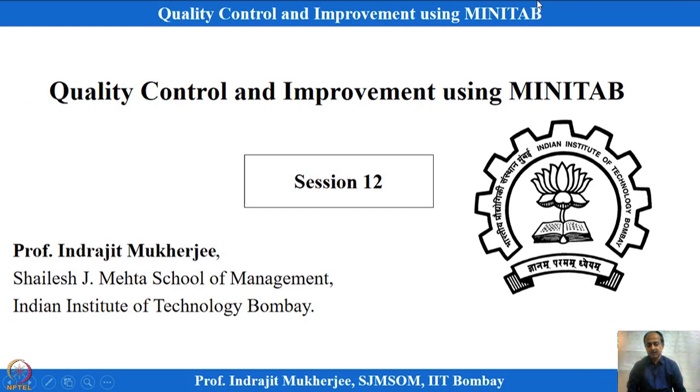So, we were discussing attribute control charts in the last session. Two charts we have discussed, the C chart and the U chart, which are used for monitoring defects. C is used when a constant sample size is used to monitor defects, and U is used when the sample size varies at different time points. Okay. So, we will move on with other attribute control charts.